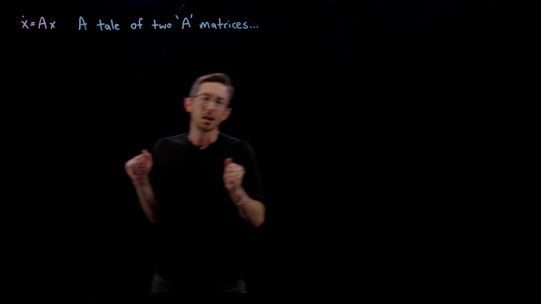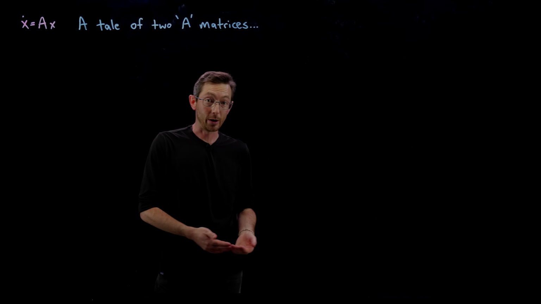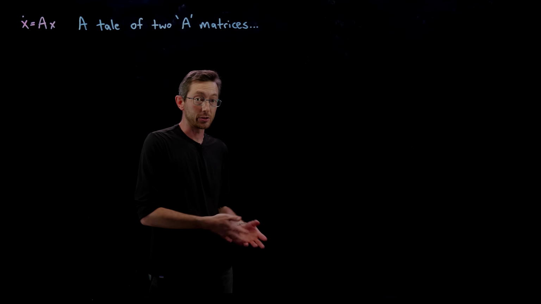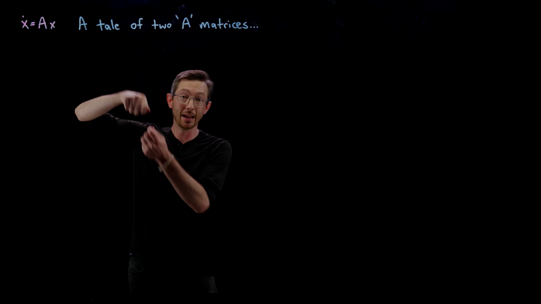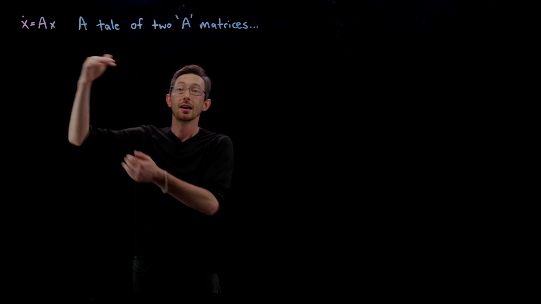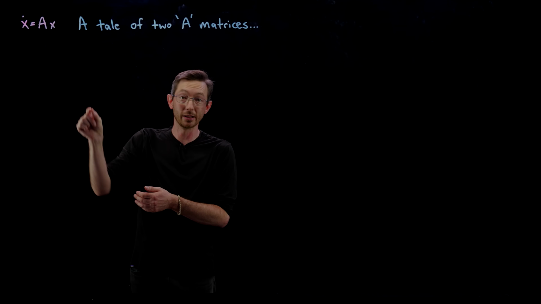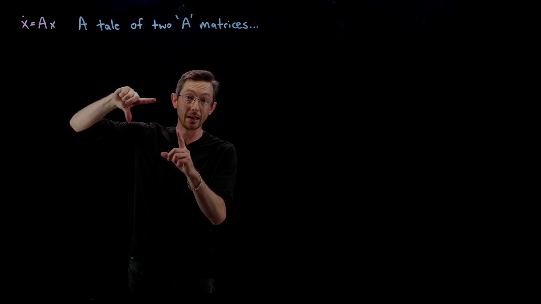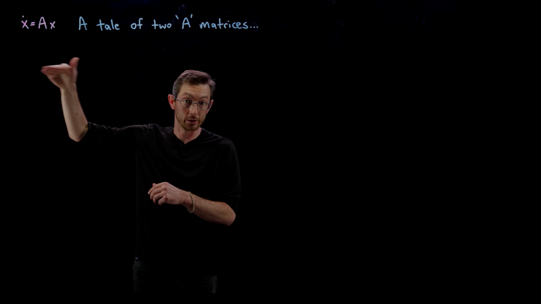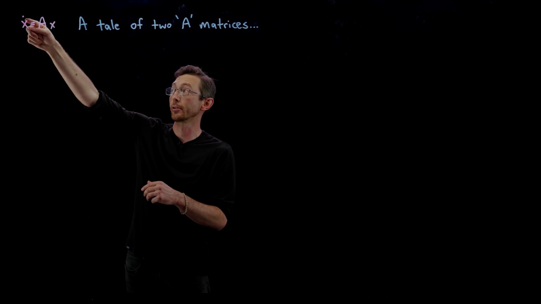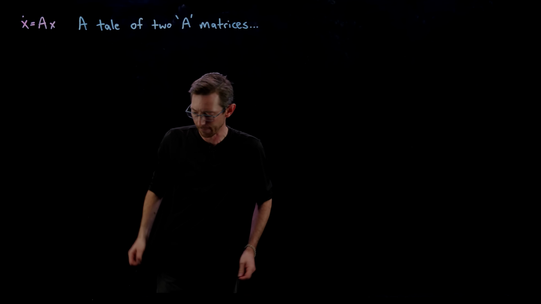Welcome back. So we've been talking a lot about how to solve systems of differential equations, matrix systems of first-order differential equations, x dot equals Ax, where A is a matrix and x is a vector of states. If x is an n-dimensional vector with n components, A is an n by n matrix, and this would represent n first-order ordinary differential equations, a first-order differential equation for x1, for x2, for x3, and so on and so forth, down to xn.